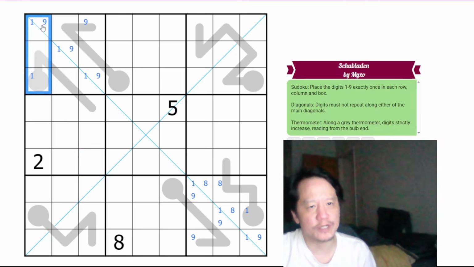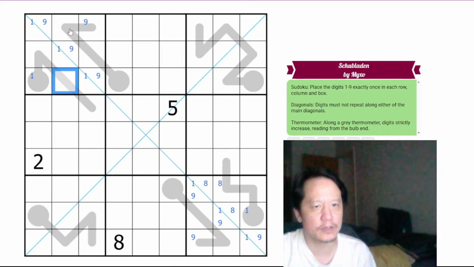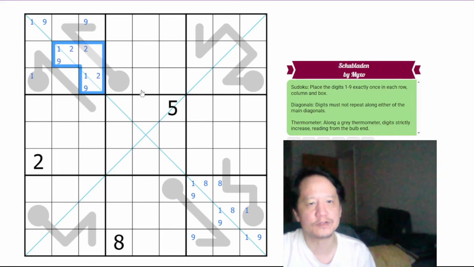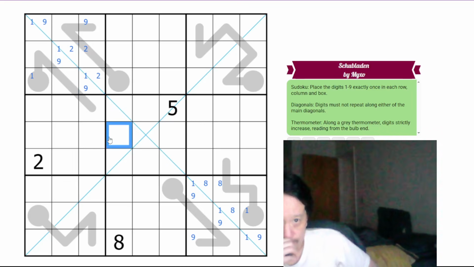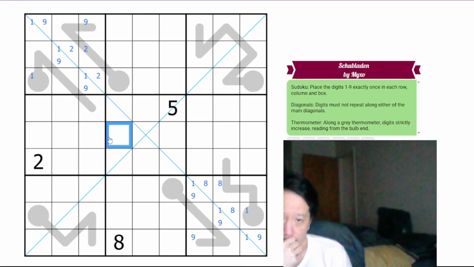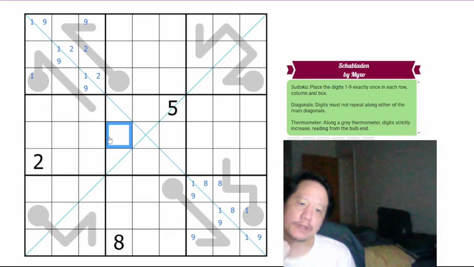And 2 has a similar problem. 2 can't be here. This has 2 digits smaller than it, so it can't be here. This has 2 digits smaller than it, so 2 has to be one of these 3. Okay. Hmm. Do we know anything else?